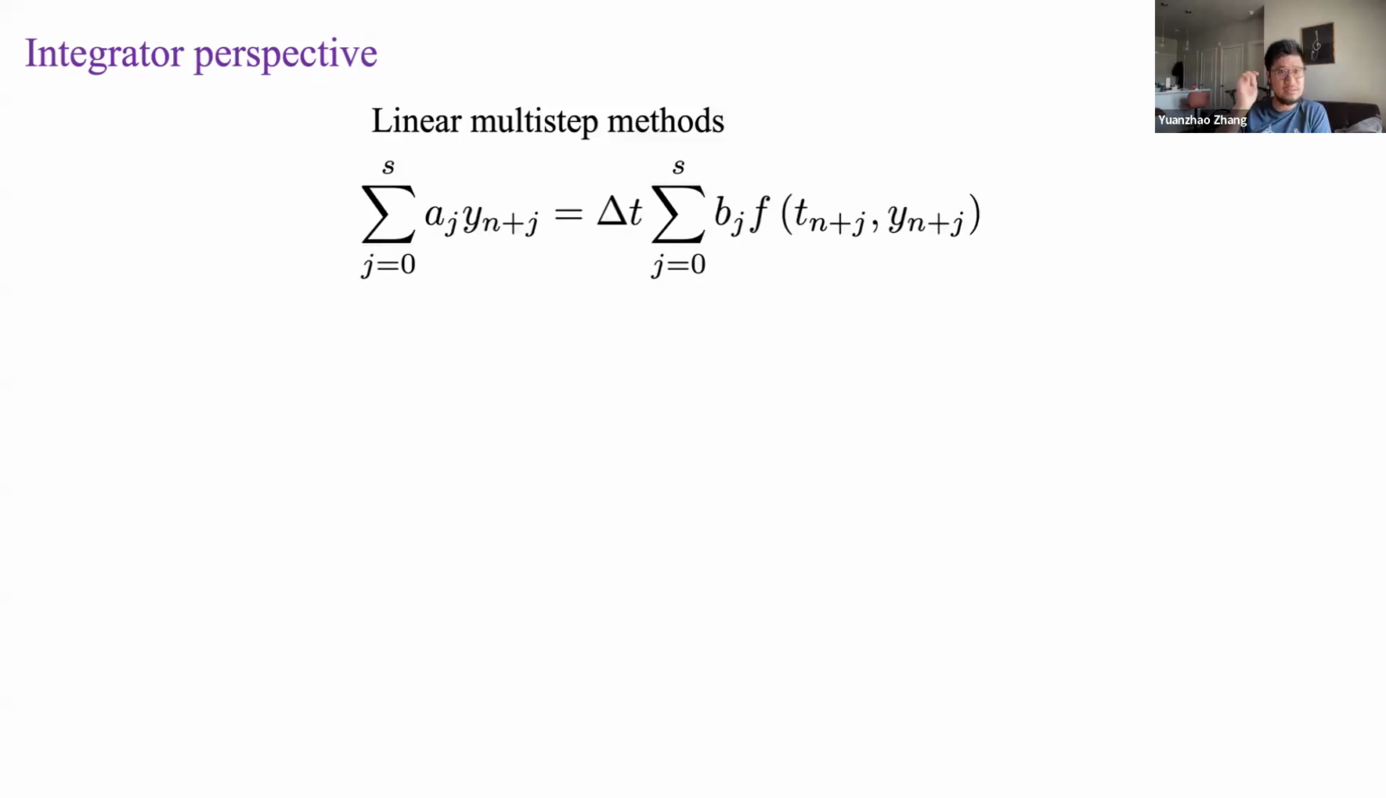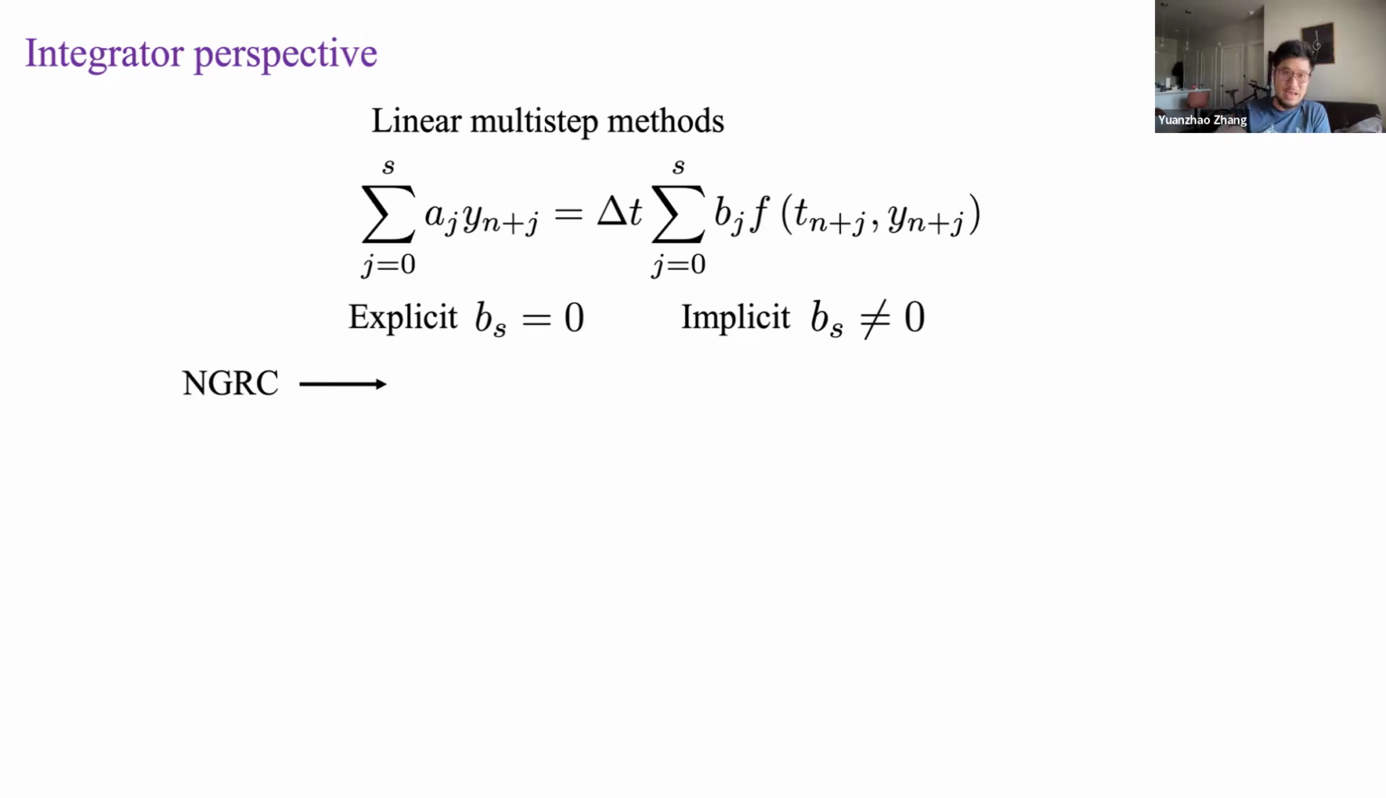Here we are using the linear multi-step methods, where you want to predict the next step, y sub n plus s, using s previous steps and derivatives. If b_s is 0, it means we're not using information about the derivative at the future step, so it is an explicit method. Whereas if b_s is non-zero, then we are using the derivative from the future, so it becomes an implicit method. Now, which method from the linear multi-step family would be closest to the NGRC architecture?